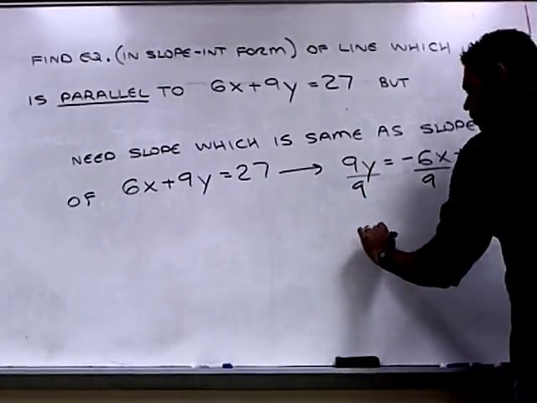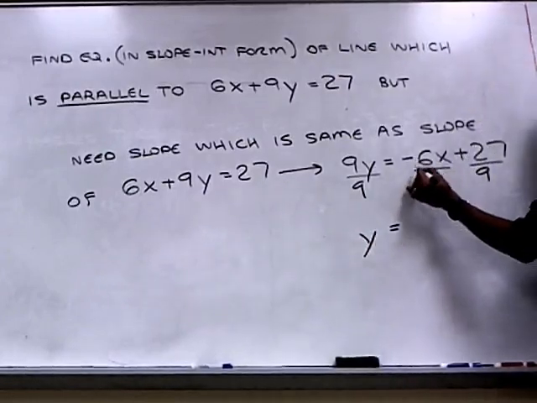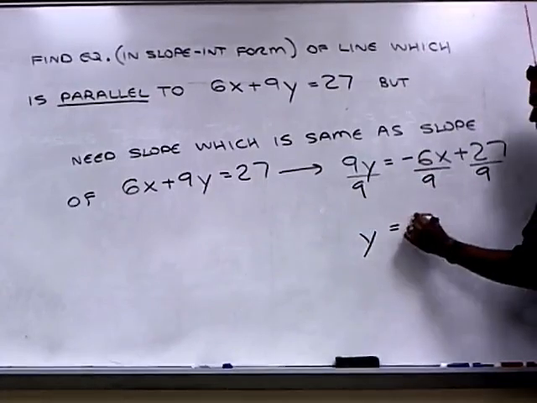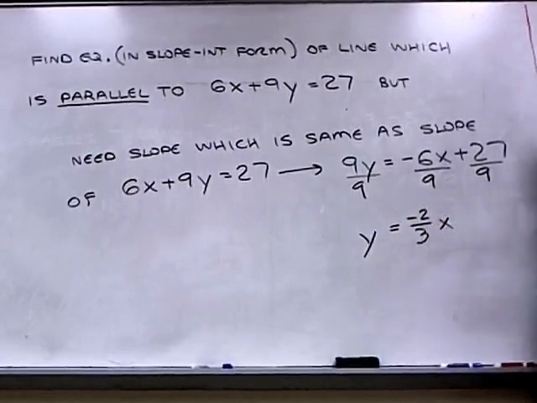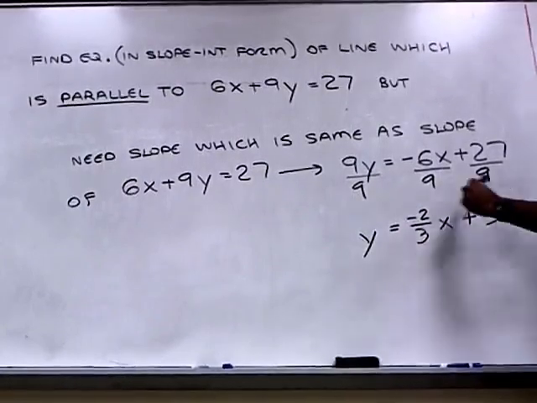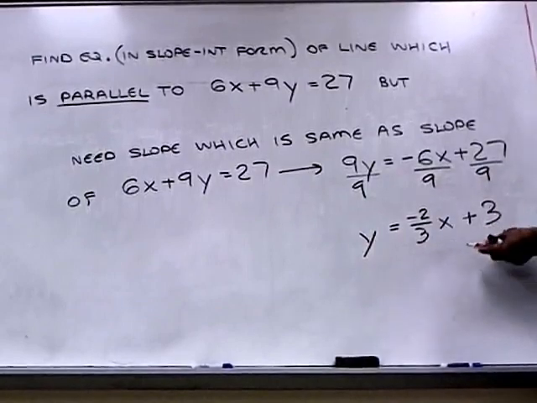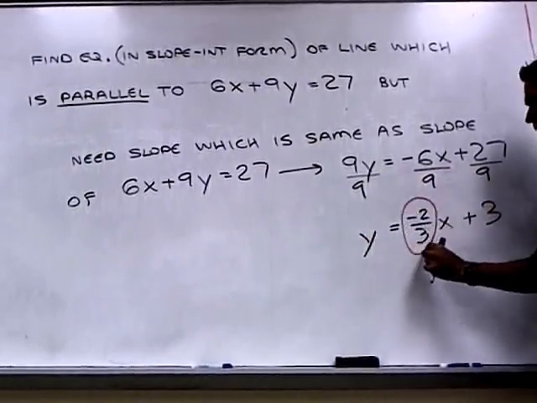So y equals what? -6/9 is a fraction, but it reduces, doesn't it? 3 goes into each of those. So -2/3 x, then what? +3. Are we done? Is this the answer for us? Do we box it up and move on to the next problem? No, the only thing we're interested in here is what? The slope. That's it. This is all we want right there.